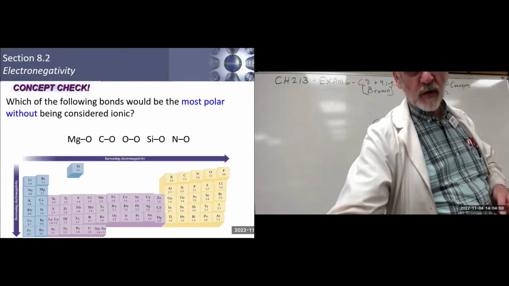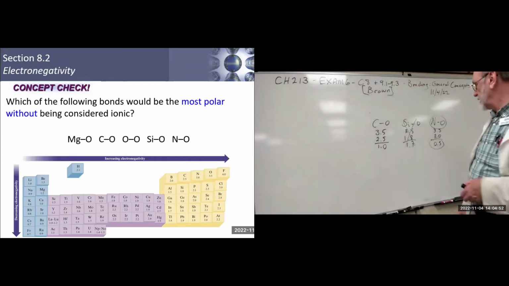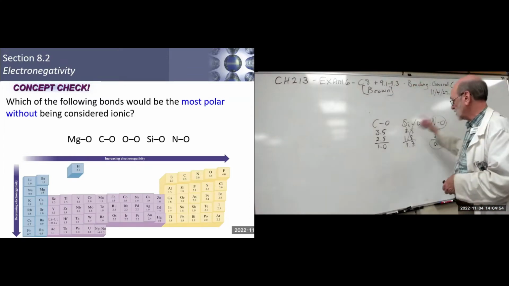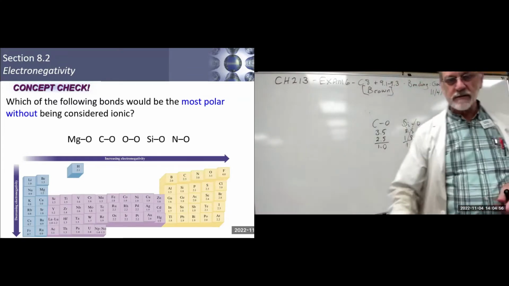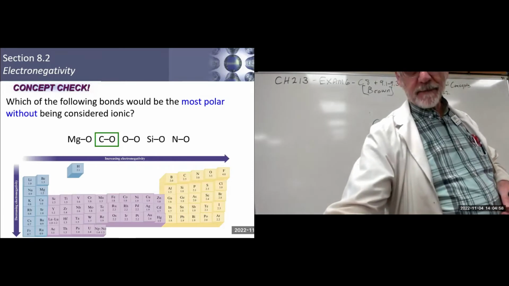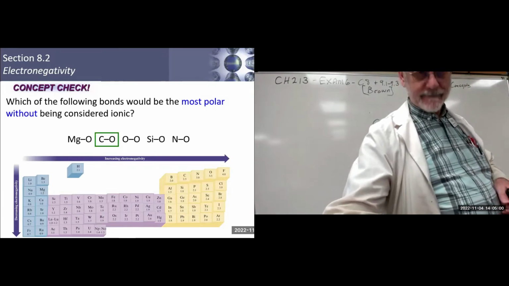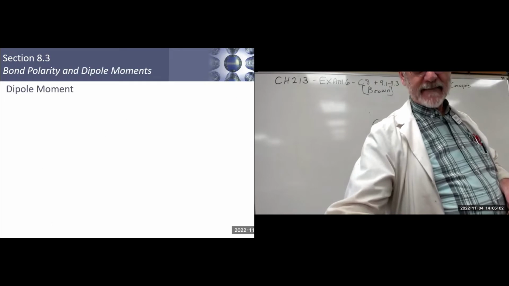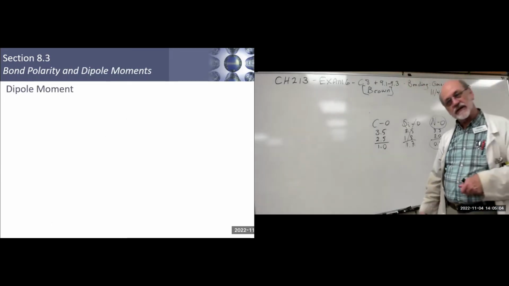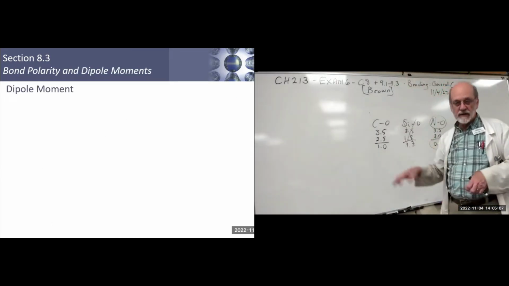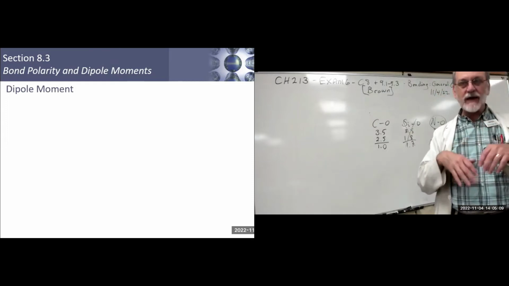All right, most polar without being considered ionic. The most polar then would be carbon oxygen. All right. That's how you use electronegativities to determine how to classify the bond.